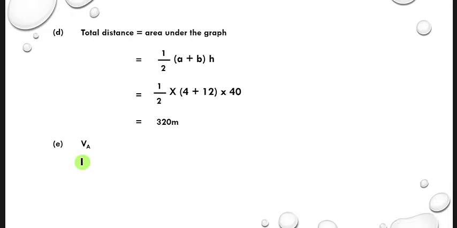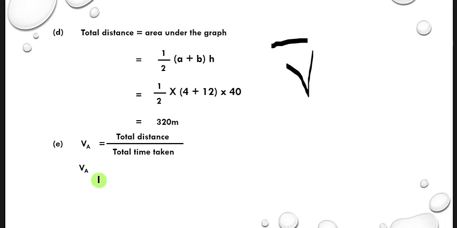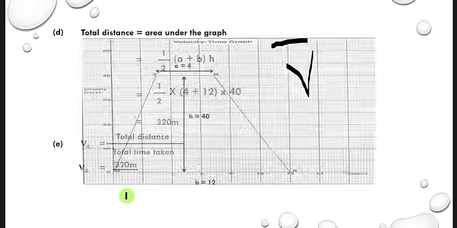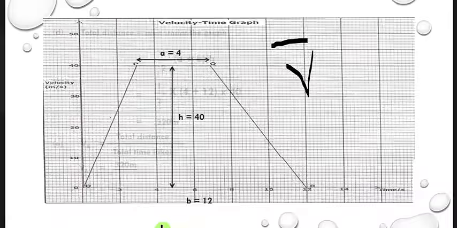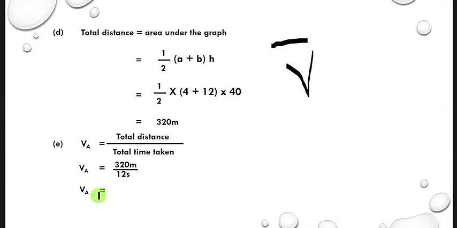Velocity is equal to average velocity, VA, but you can also write it with a bar there. So average velocity is equal to total distance over total time taken. Total distance is 320, total time is 12. It was 12 from here to here, you can see 12 here. So you put 12 there, which will be equal to 26.7 meters per second as the total average velocity.